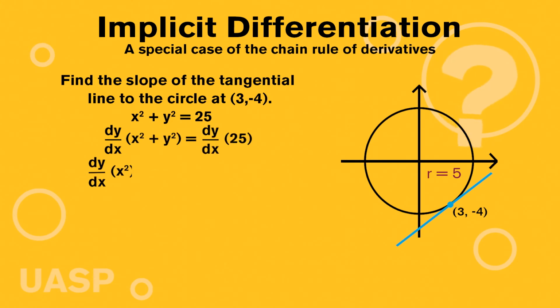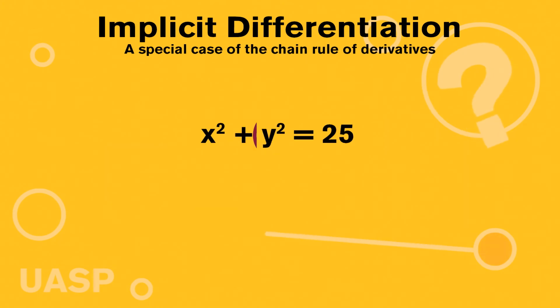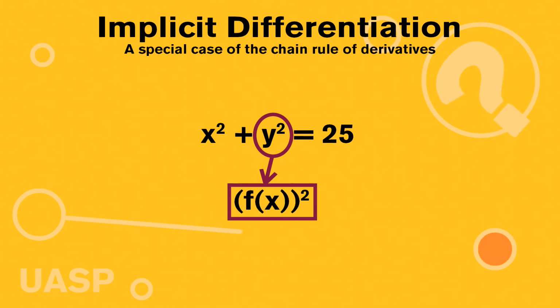For the x squared and the constant, you would derive normally. For y squared, the chain rule applies since we are treating it as f of x squared. Remember that the chain rule multiplies the derivative of the outer function with the derivative of the inner function.